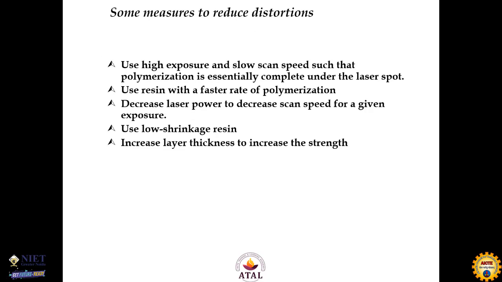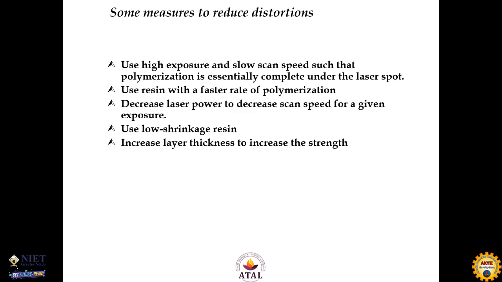There is some distortion. Some measures have to be taken into consideration to reduce the distortion, like using high exposure and slow scan speed. It means you have to use a high exposure of resin at a slow speed of the laser, such that polymerization is essentially completed under the laser spot.